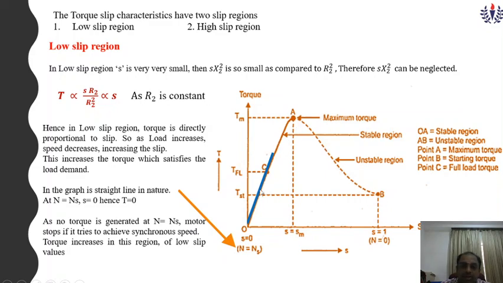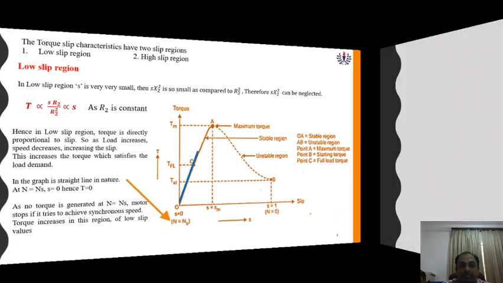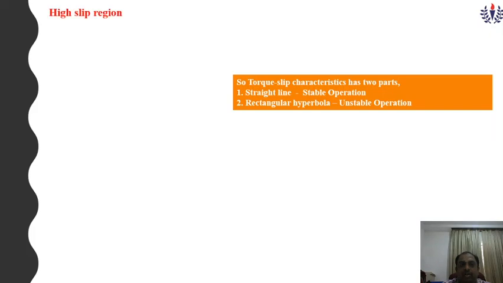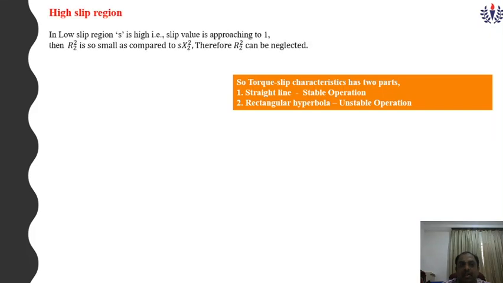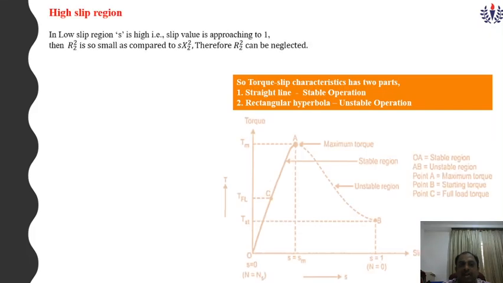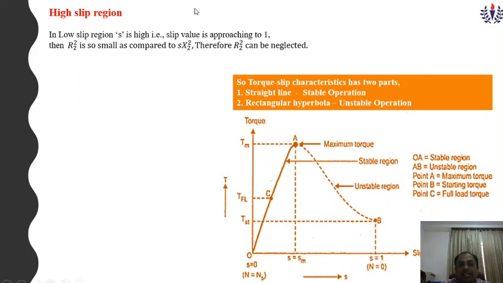Okay, so 0 to A will be a straight line and A to B will be a hyperbola. The hyperbola region is nothing but the high slip region. In the high slip region the s value is high, that is, the slip value is approaching 1, then the resistance value will be so small as compared to the reactance. Therefore, resistance can be neglected.